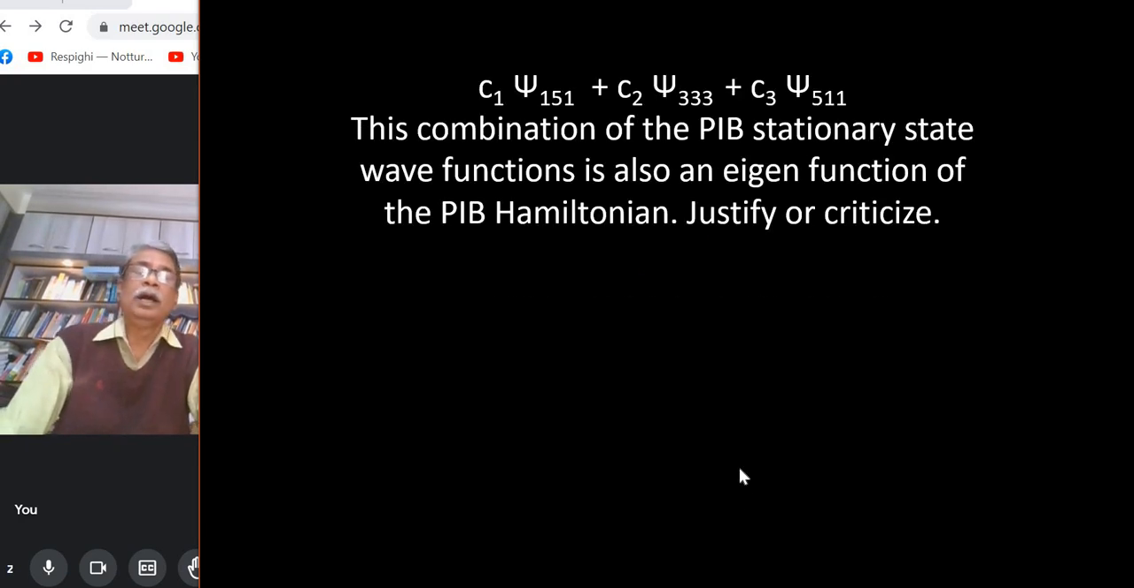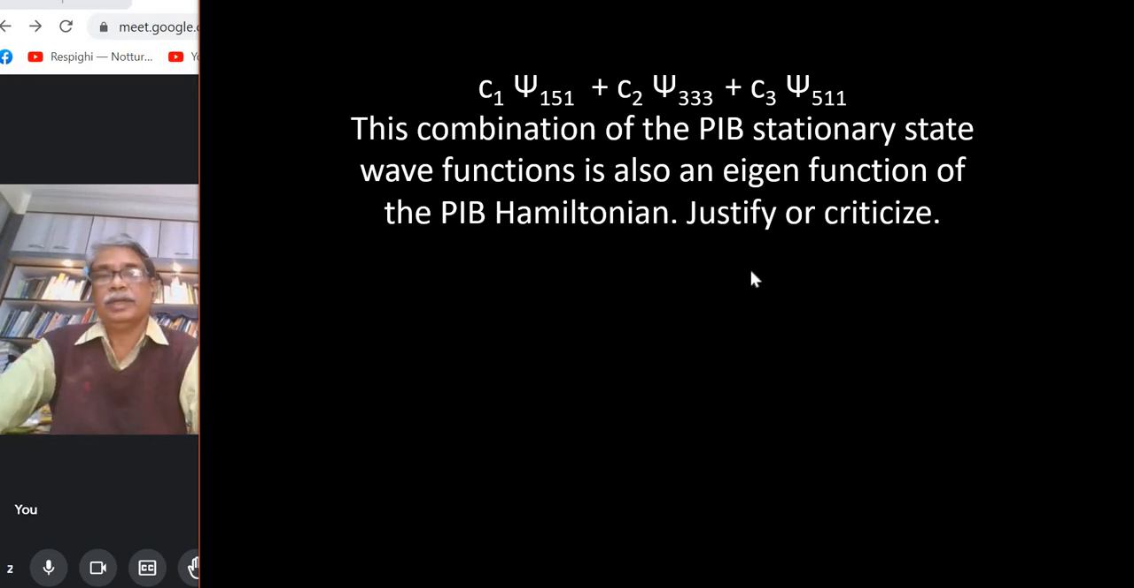Well, this is a bit tricky question. This combination here, a combination of three wave functions, 151, 333 and 511, particle in a box problem. So this is a linear combination of three functions, and this combination is also an eigenfunction of the same problem. Is it so? Justify or criticize.